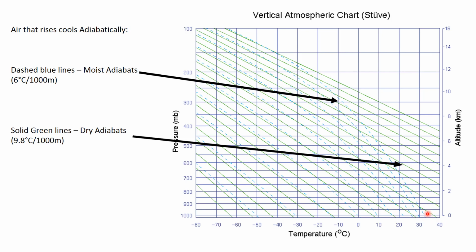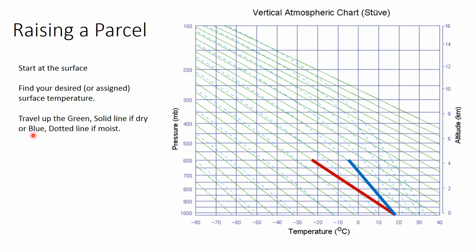Before air becomes moist, becomes saturated, it cools at a different rate called the dry adiabatic lapse rate. We can follow that using these green lines called dry adiabats, these solid green lines. These represent a rate of cooling of 9.8 degrees Celsius per every 1,000 meters. If you've heard from my online class or my on-campus class, I've said 10 before. I usually round to 10 because it makes the numbers easier to work with, but a more precise rate is 9.8.